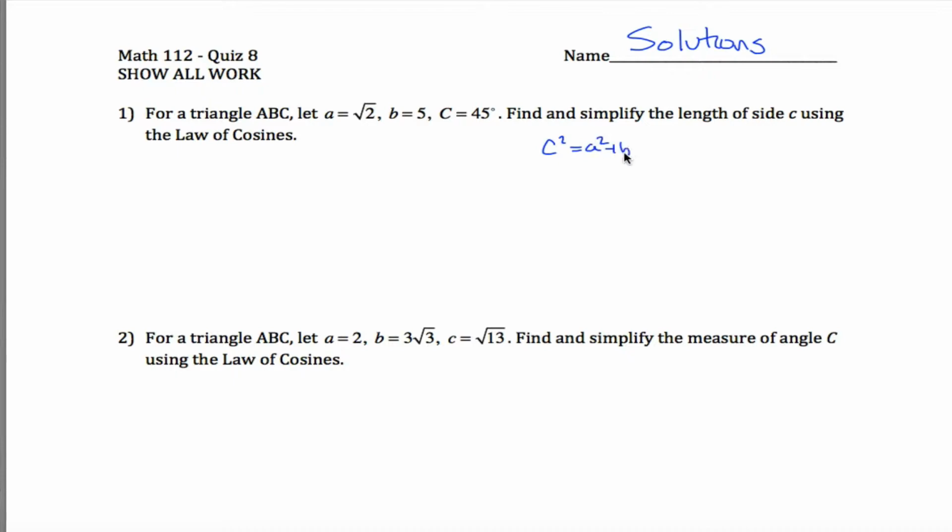a squared plus b squared, looking a lot like Pythagorean theorem at this point, except you have to subtract off this 2ab cosine of angle c. So this is the formula that I'll use, and basically I'm just going to plug in values and solve for what I don't know. So I need to know little c.